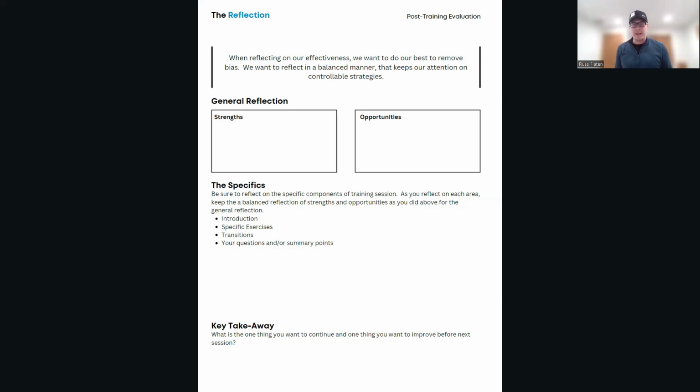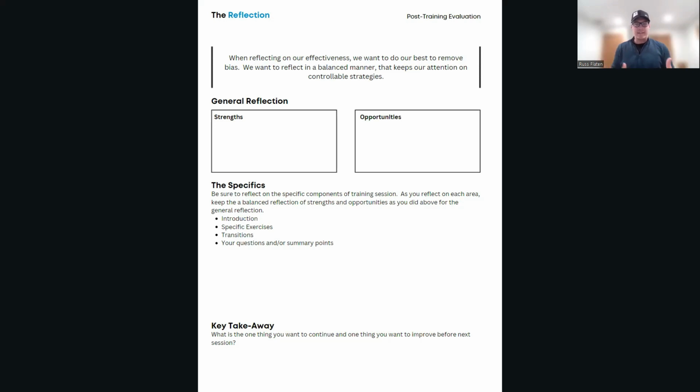So I'm going to do a workshop again. How was my introduction, right? Break it down so it's easier for me to reflect. Based on the specific exercises, the questions and the summary points, how were my transitions? It just makes things more concrete, because maybe overall I thought it went well and the exercises went well, but my transitions sucked. That's okay. Then I can work on how I want to do some transitions. So this is just an example of how we can condition ourselves to reflect on how we deliver a workshop, so that it's easier to do it again.